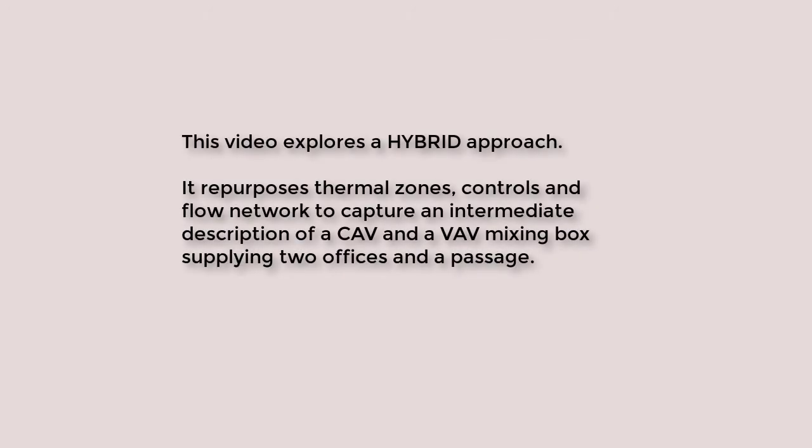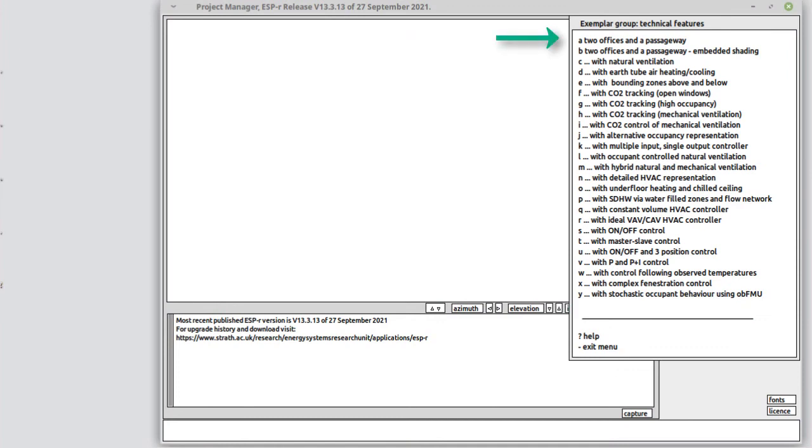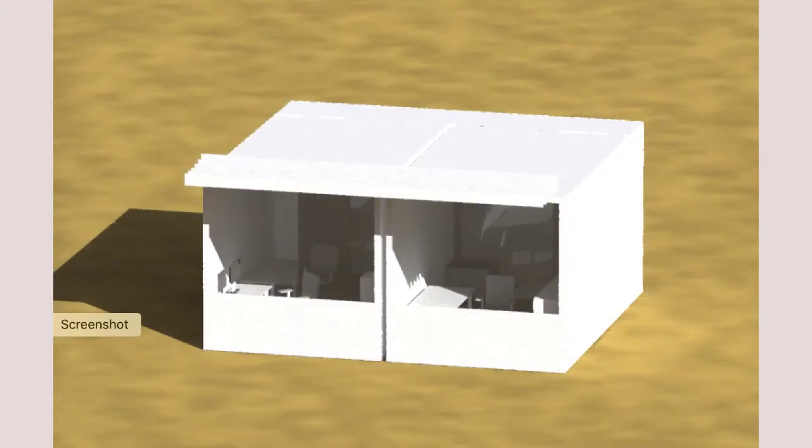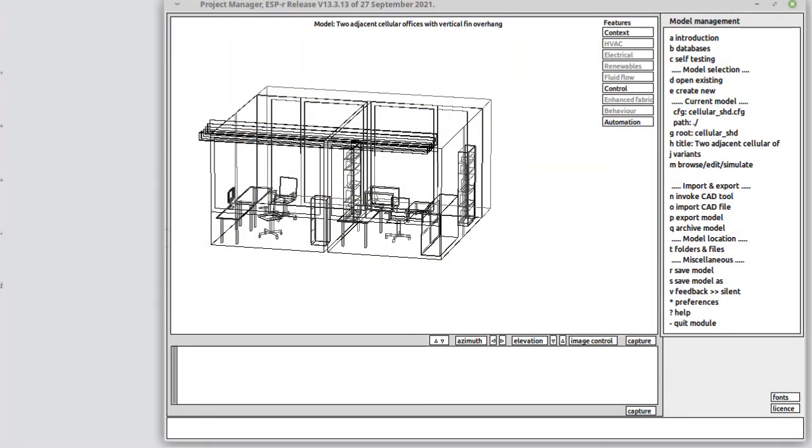This video explores a hybrid approach which draws on existing simulation entities and solvers to implement intermediate representations of constant volume and variable air volume environmental controls in a portion of an office building used for ESP-r training. If we open up the exemplar, we have two small cellular offices joined to a passage. Furniture and fittings are included. The area of the glass and the facade composition tends to result in summer overheating and brief pulses of heating to bring the room back up to set point after the night setback.